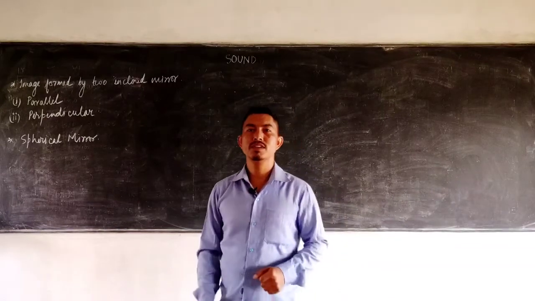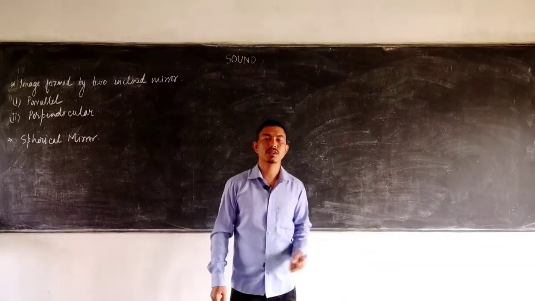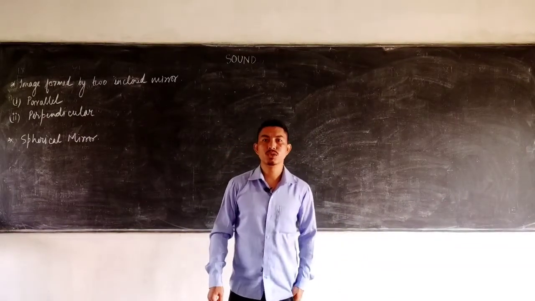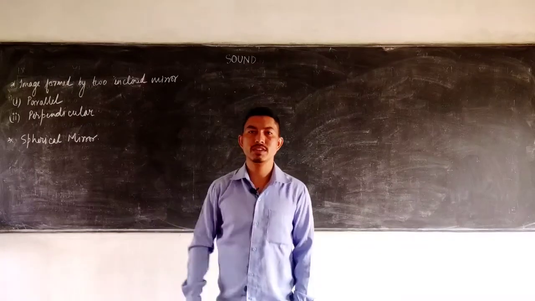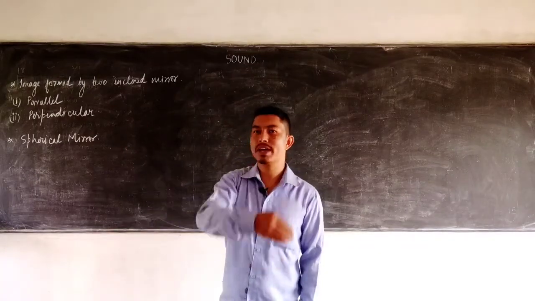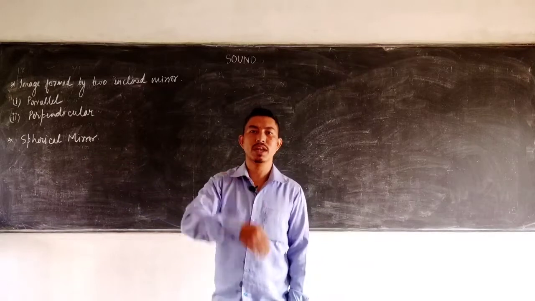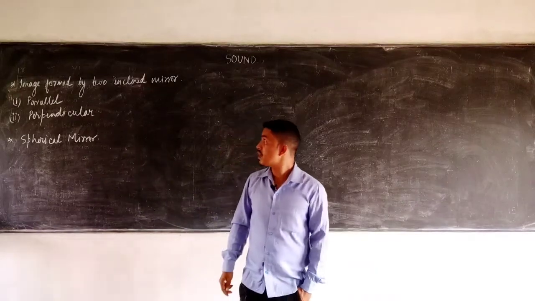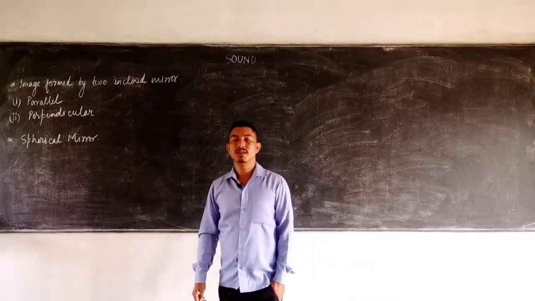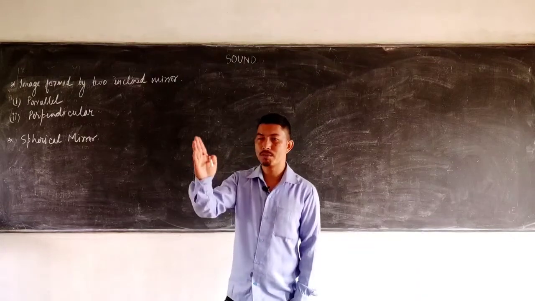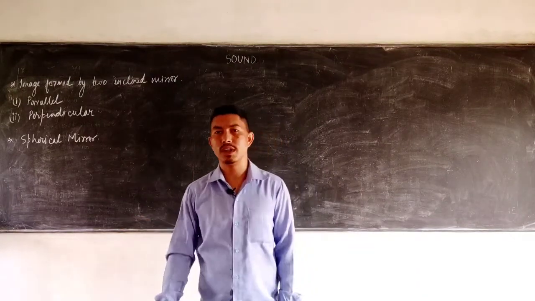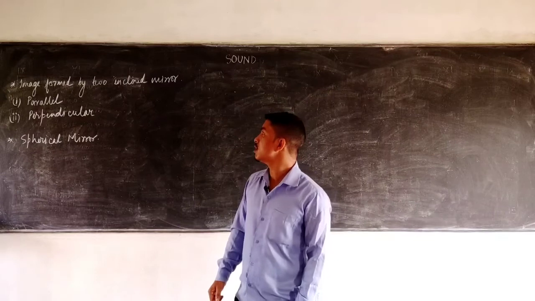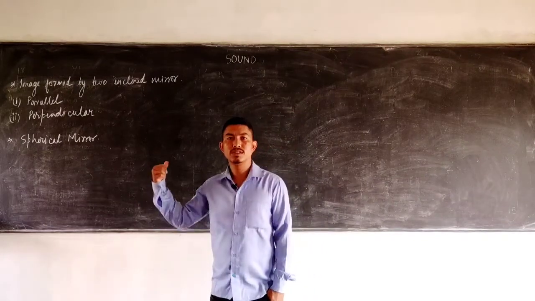But you must know the basics of the reflection of light: whenever a ray of light falls on a smooth and plane reflecting surface, the ray turns back into the same medium. That bouncing back of the light is known as reflection of light. We learned about reflection from a plane mirror in class 8 as well. Today we will be learning about the image formed by two inclined mirrors.